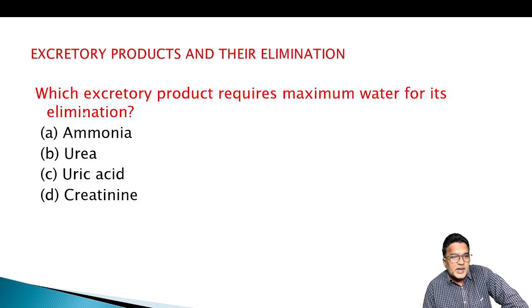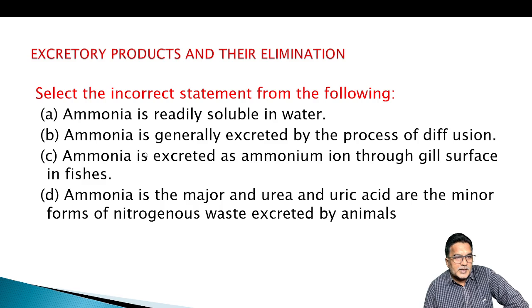Which excretory product requires maximum water for its elimination? Ammonia, urea, uric acid, creatinine. Ammonia is highly toxic excretory waste material. Definitely it requires more water.